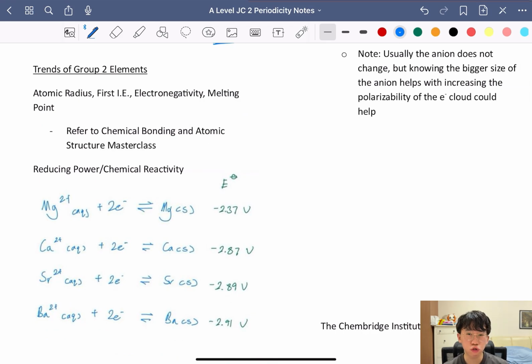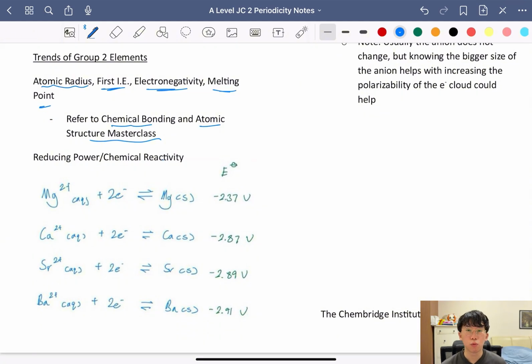Now we move on to trends of your group 2 elements. Do take note that we've already covered some of the trends of your group 2 elements, like your atomic radius, your first ionization energy, your electronegativity, your melting point. These are all covered in the chemical bonding masterclass and your atomic structure masterclass. So this is where your fundamentals need to be very solid. So do refer to those lectures, or do refer to my past videos if you ever forgot any of the content.